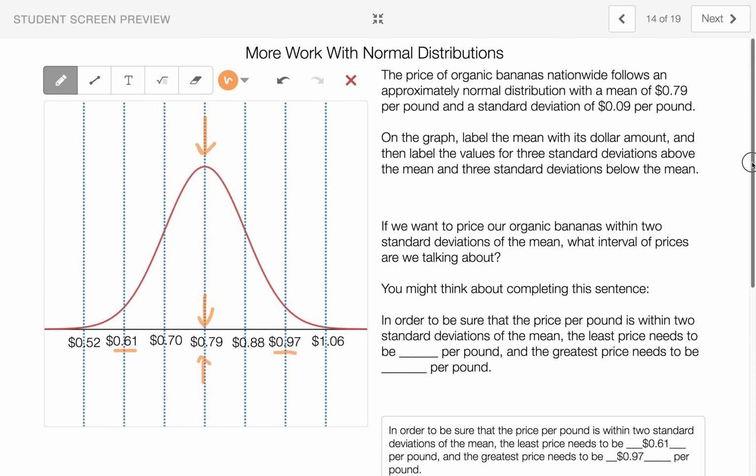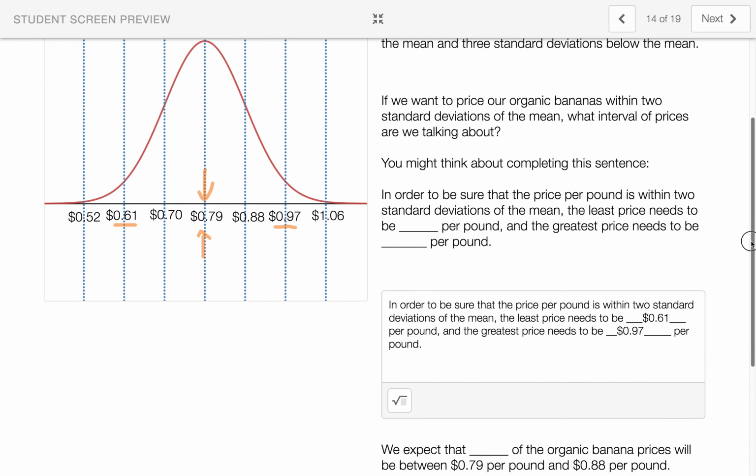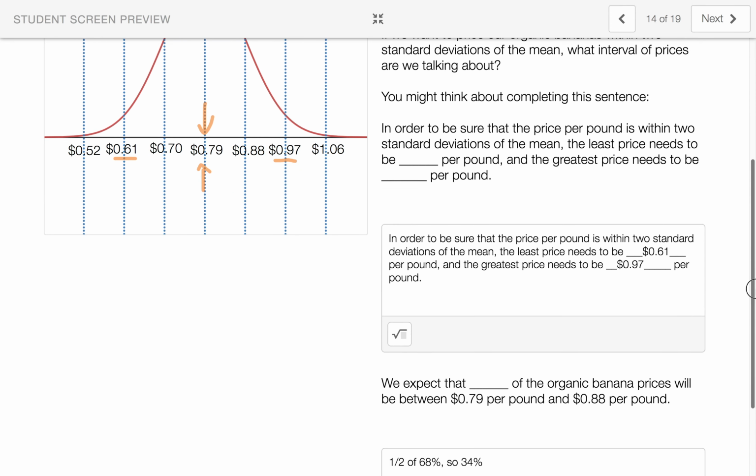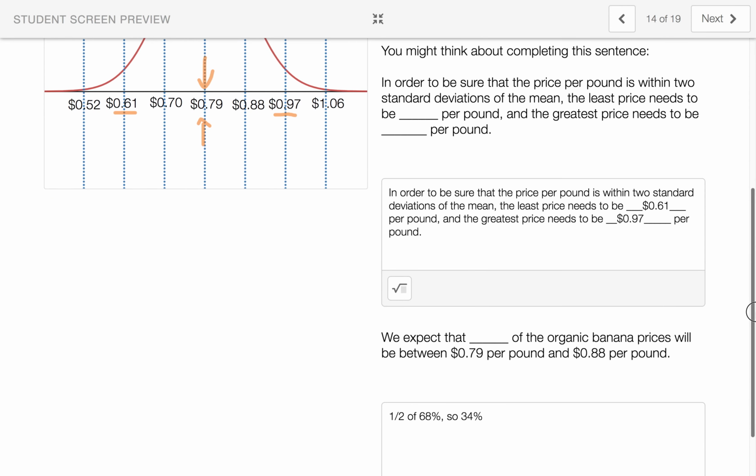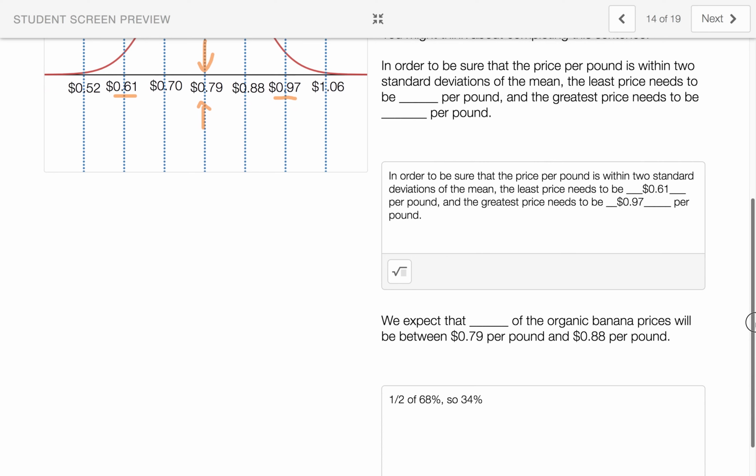Those would be the bumpers for the price range that we would be looking for. So that's what's going on here. And then we would expect a certain percentage of the bananas to be between 79 cents a pound and 88 cents per pound. I have an answer here, but let's go see how I got it.